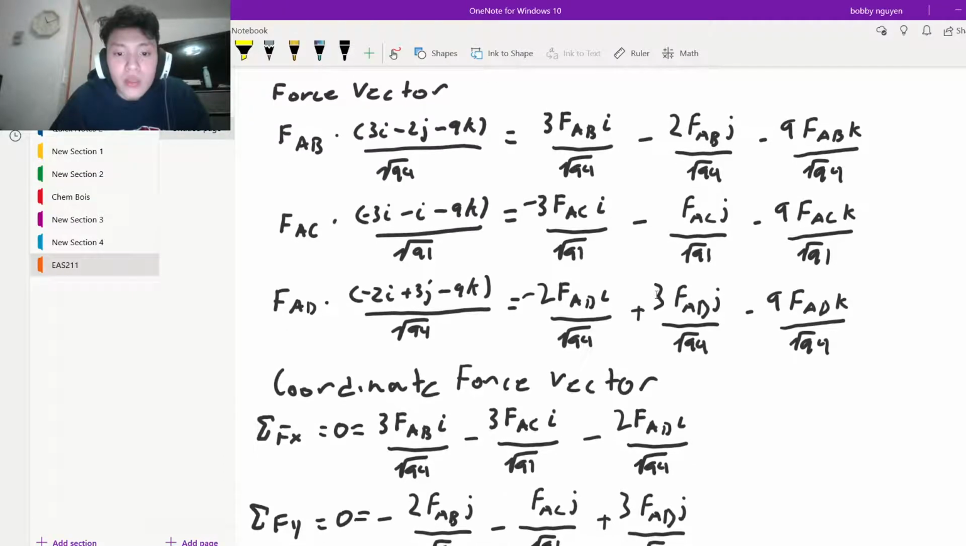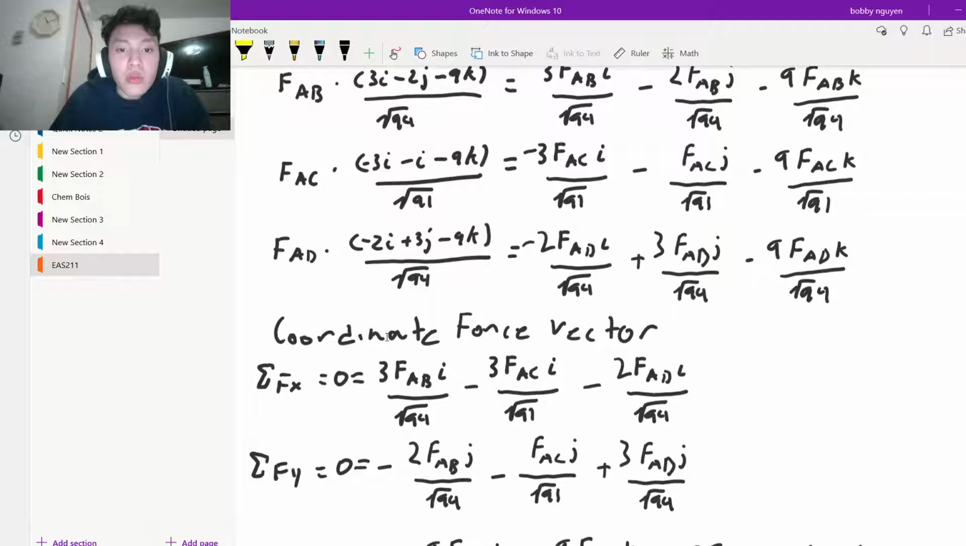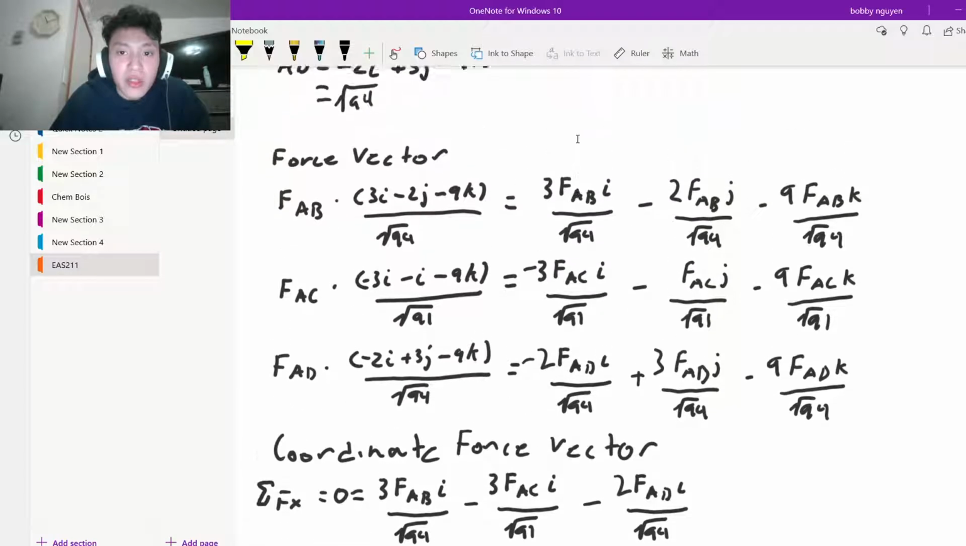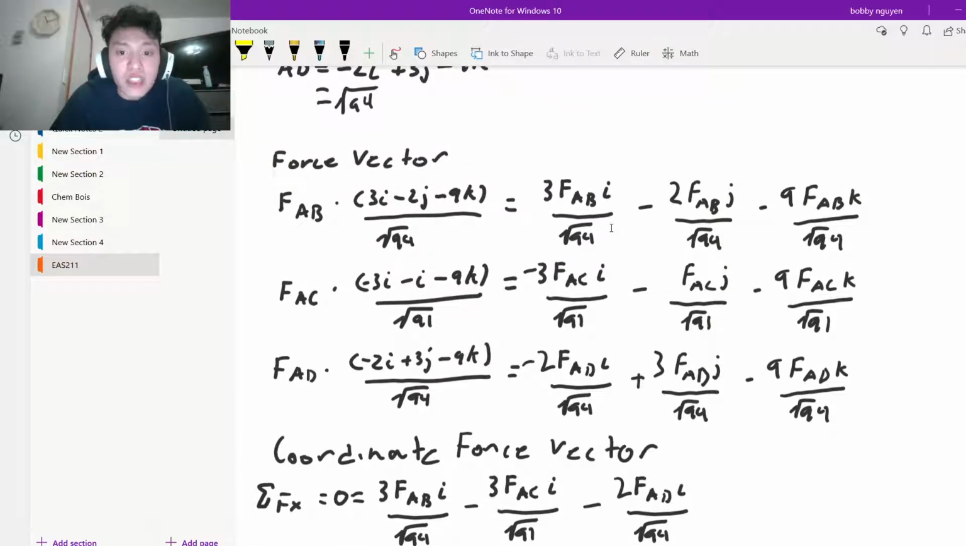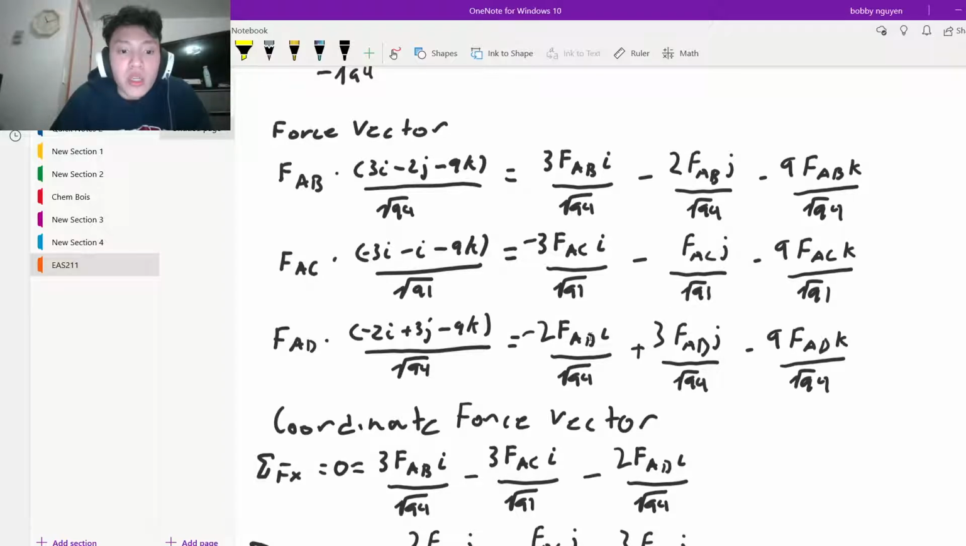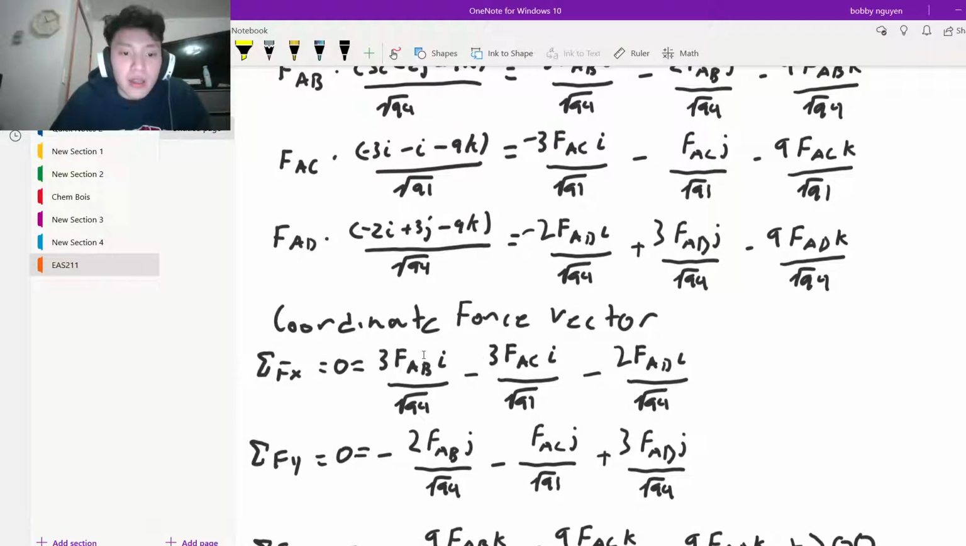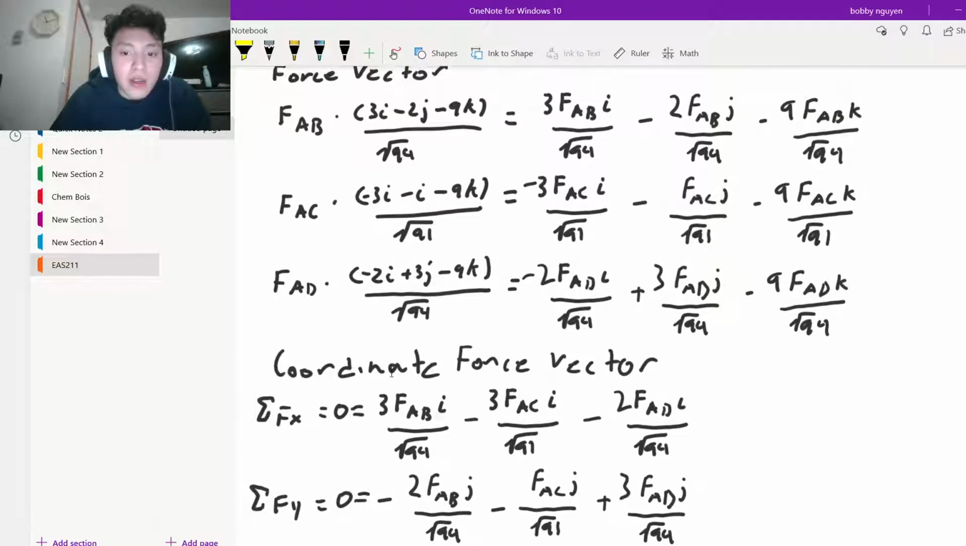So the next thing we do is we know the direction of each thing. We know i is in the x direction, j is in the y direction, and k is in the z direction. And because we know that, we can use some physics we learned from statics, obviously, to make some assumptions.